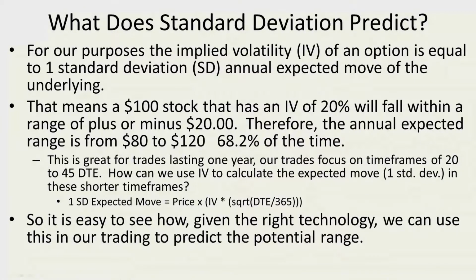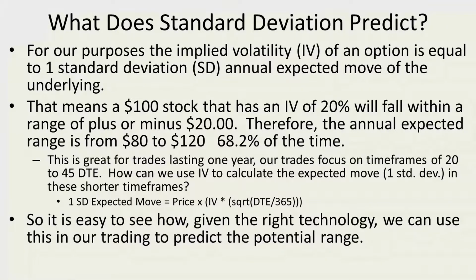So what does standard deviation predict? This is where I really want to make sure you understand, and if you have any questions, make sure we cover those today. I go into probability out of the money and implied volatility and standard deviation. But for our purposes, the implied volatility of an option is equal to one standard deviation. I'll show some of the spreadsheets I show in the room. The implied volatility is equal to one standard deviation of the annualized expected move.